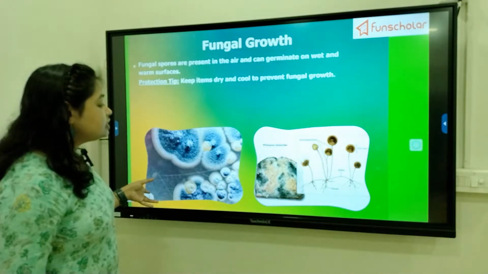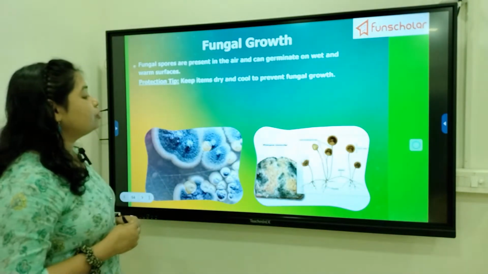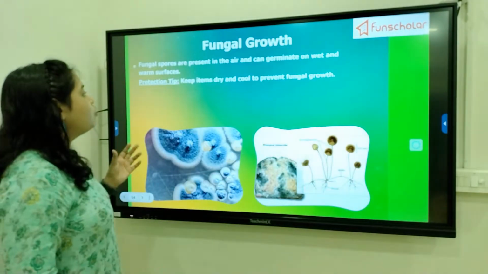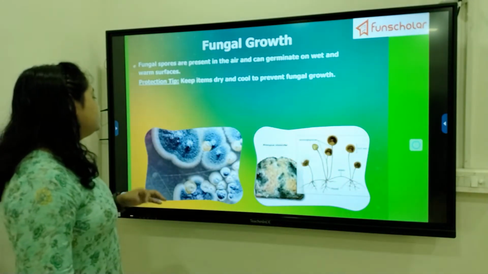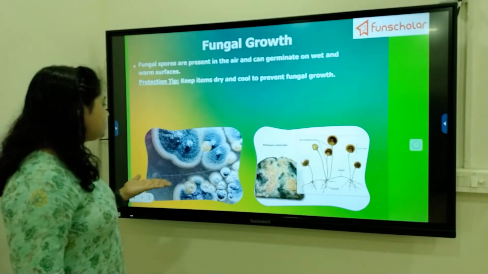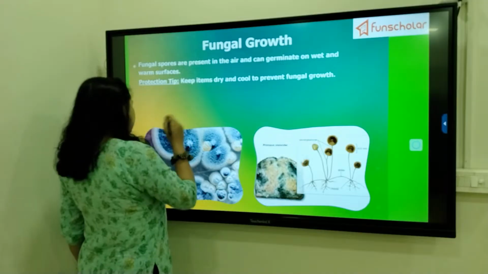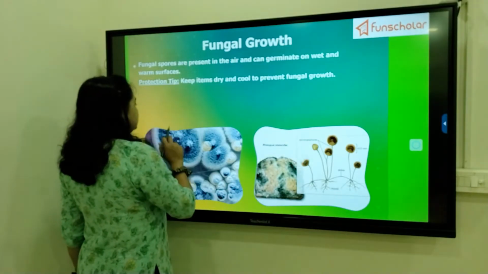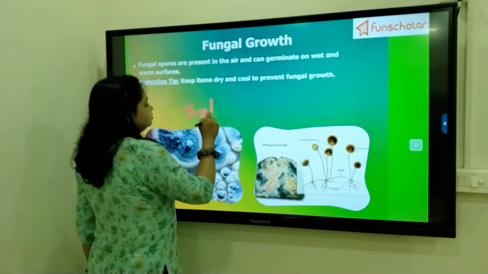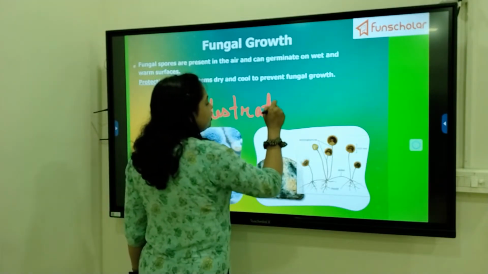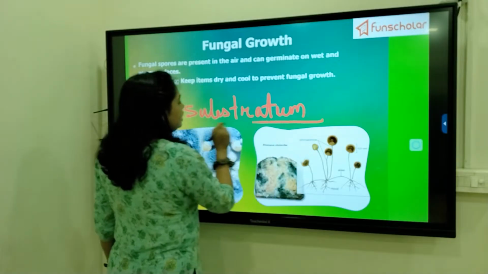Now, the fungal spores are also very active in spreading from one place to another. The substance on which the fungus grows is known as the substratum. It is the base on which the fungus grows, right?